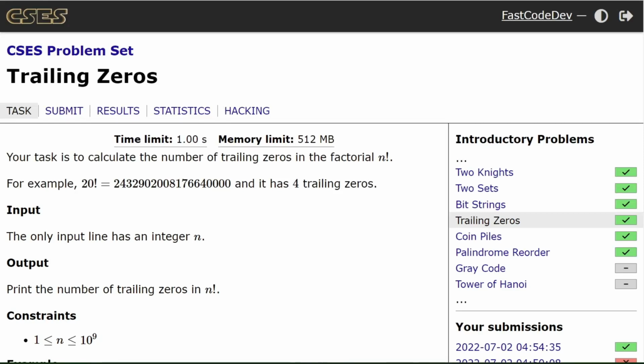Alright, trailing zeros problem. Your task is to calculate the number of trailing zeros in the factorial n factorial. For example, 20 factorial equals to this number over here, and it has 4 trailing zeros, which we can see is true. We have 1, 2, 3, 4 zeros at the end of this number, okay?